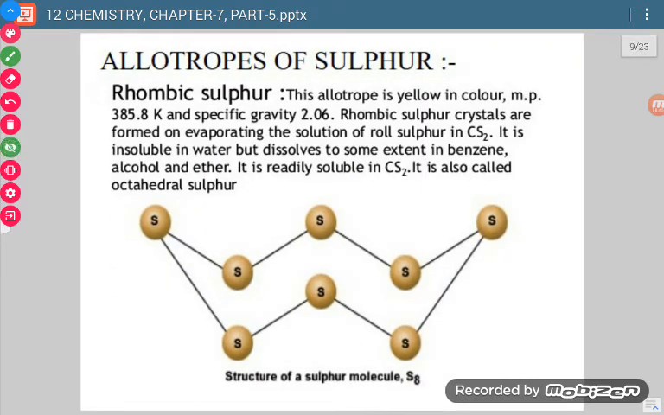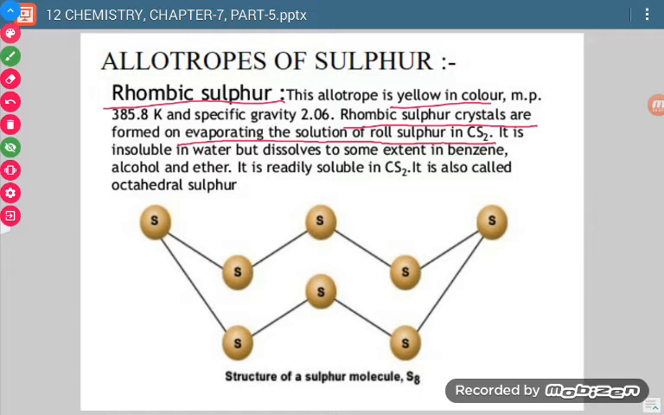Now if we discuss the allotropes of sulphur, then there are three main forms: alpha, beta and gamma form. The first form is called alpha form, or rhombic sulphur. This allotrope is yellow in color, and it can be obtained by evaporating the solution of roll sulphur. Whatever sulphur we have, we take it in CS2, carbon disulfide medium, and then evaporate, and this results in the formation of rhombic crystals of sulphur.